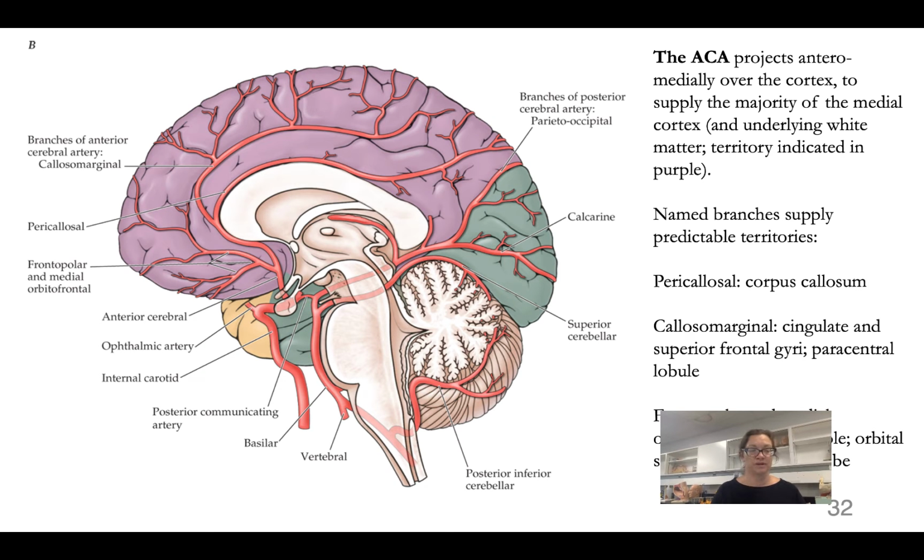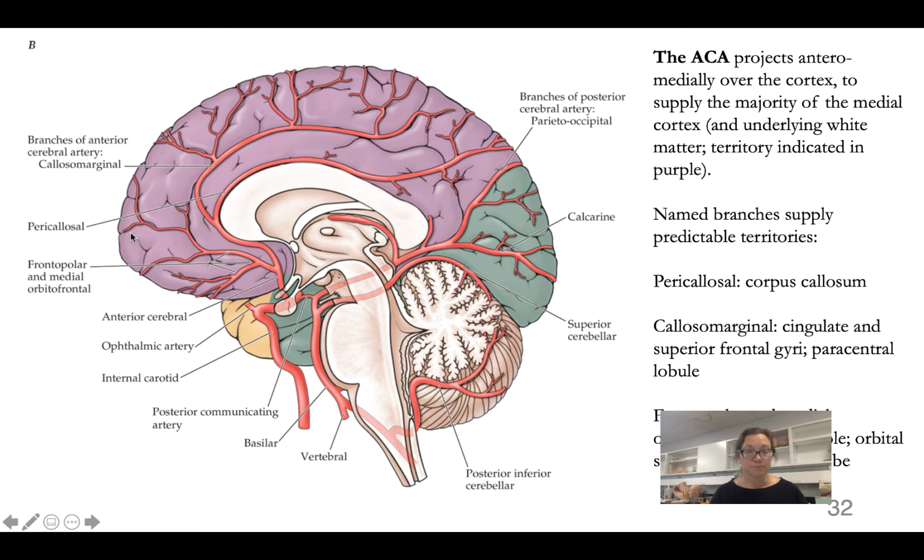ACA strokes are comparatively relatively rare, but of course they can happen. Any vessel can burst or become occluded. So the ACA arises from the internal carotid, as we've seen, and it branches and travels anteromedially to supply everything shown in purple here. So the medial cortex, as well as the medial frontal cortex and parietal cortex, as well as the inferior part of the frontal cortex here.